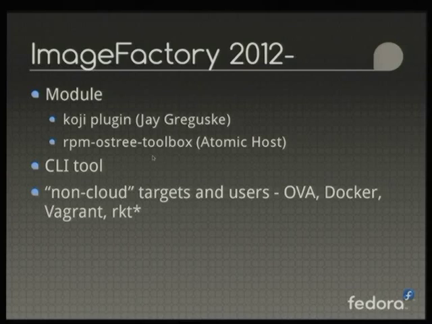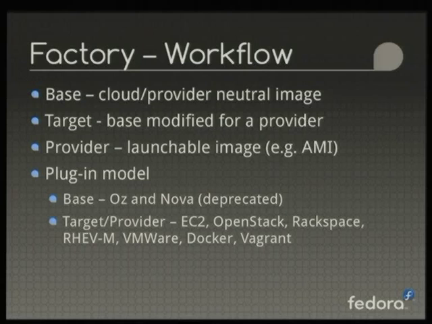All right, so let's talk about what Factory actually does. We conceived the factory as having three primary artifacts. So we have base, target, and provider. A base image is the system image that you want to build in essentially a cloud or provider neutral format, right? So it's not necessarily been adapted to go in its final destination, but it has all of the things installed. It has the basic structure and format that you want.